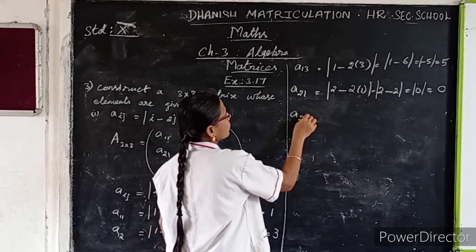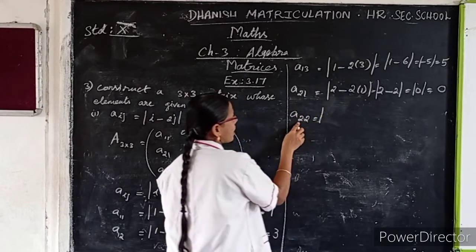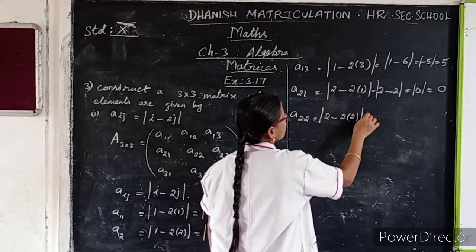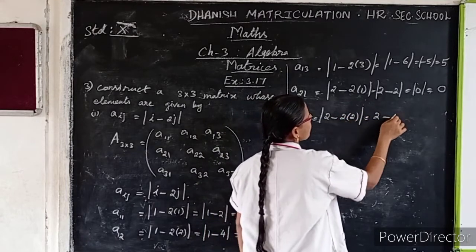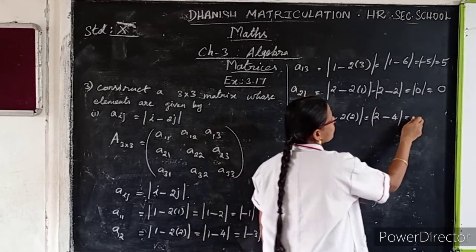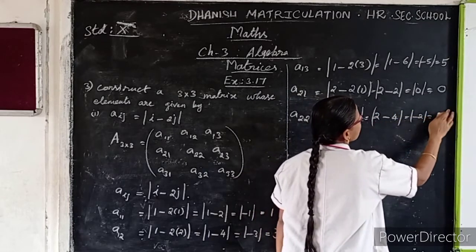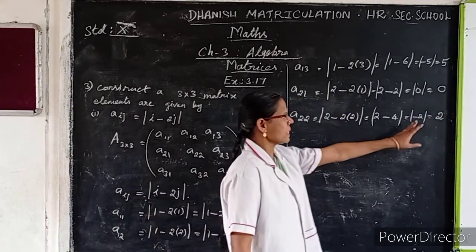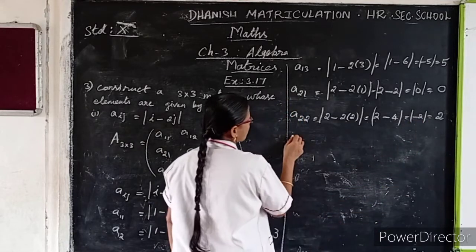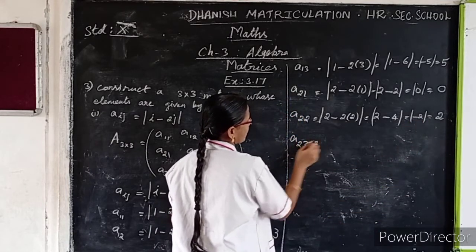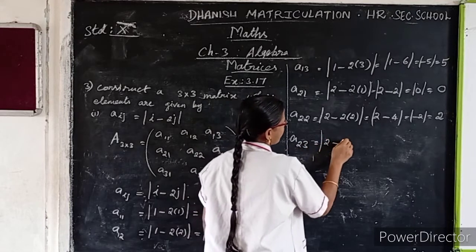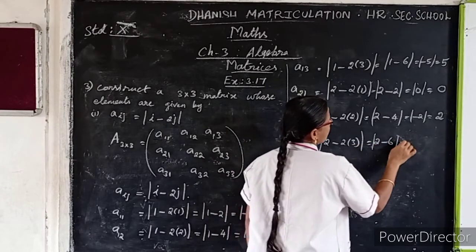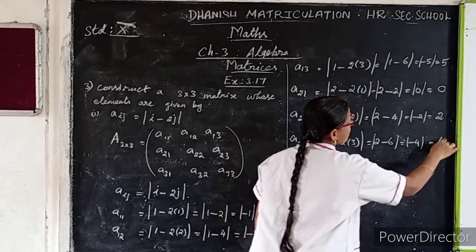Next A22. Modulus of, here i is 2, j also 2. 2 minus 2 into 2. 2 minus 2 2s are 4. So 2 minus 4 is minus 2, which is plus 2. Modulus means only take the positive values. A23. Here i is 2, j is 3. 2 minus 2 into 3. So 2 minus 2 3s are 6. Minus 4 equal to plus 4.